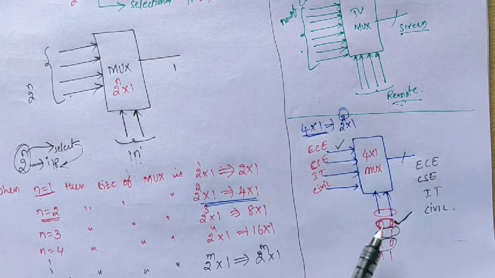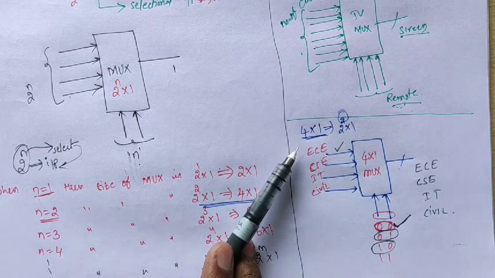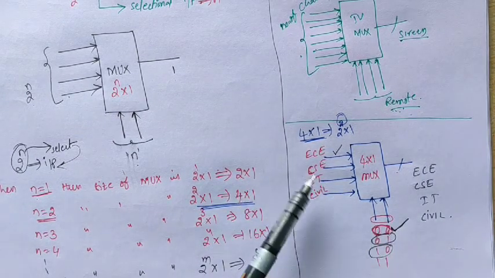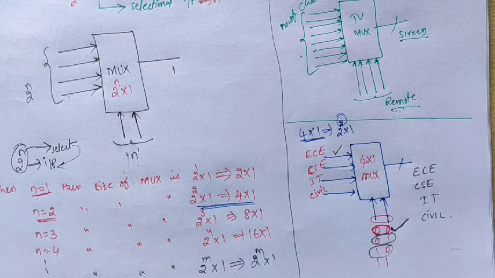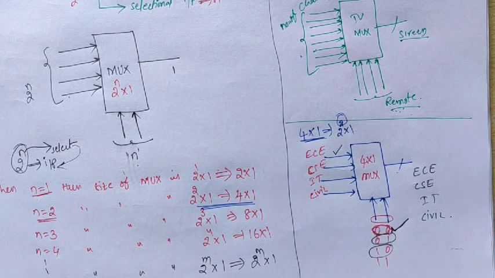So this is the internal logic. 0 0 as the selection input means we select the first line, 0 1 means the second line, 1 0 means the third line, and 1 1 means the fourth line is activated at the output level.